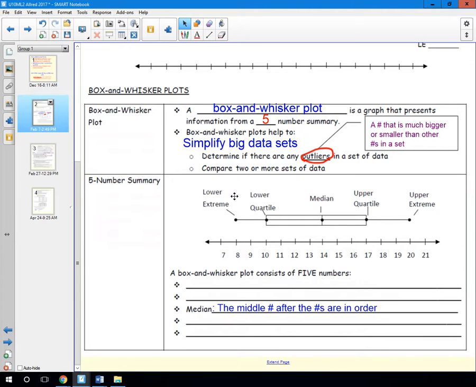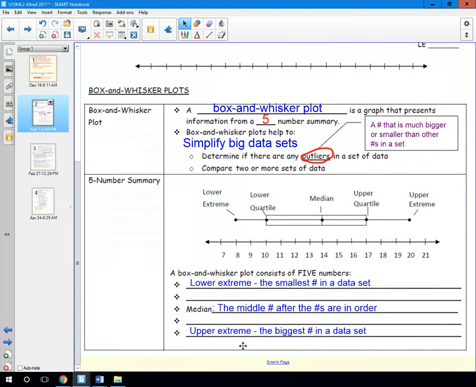Let's talk about what this lower extreme is here. The lower extreme is exactly what it sounds like. If you've got an extreme, it's way out there. So the lower extreme is the smallest number in your data set. So you look and you find the smallest number. We've got our median, the middle number. The lower extreme is the lowest number. What do you think this upper extreme is? It's the largest number.